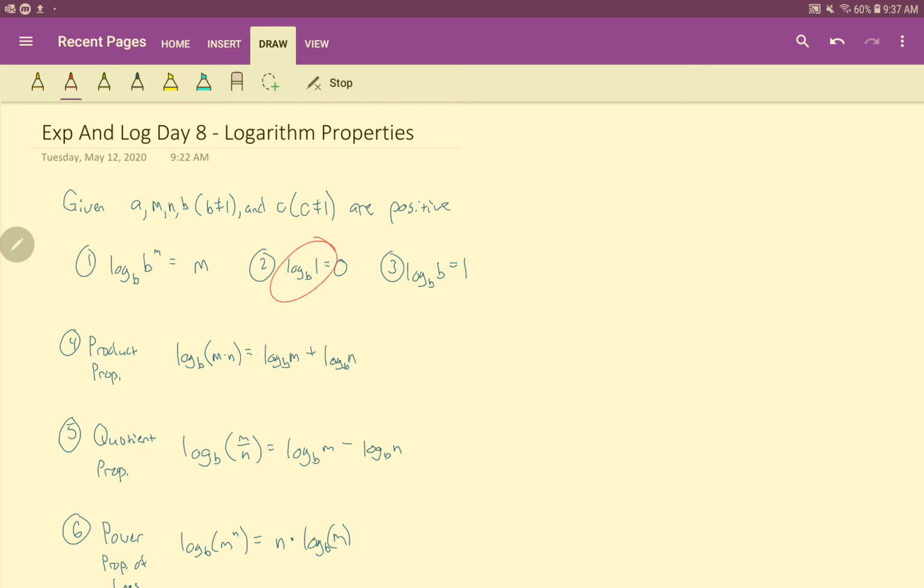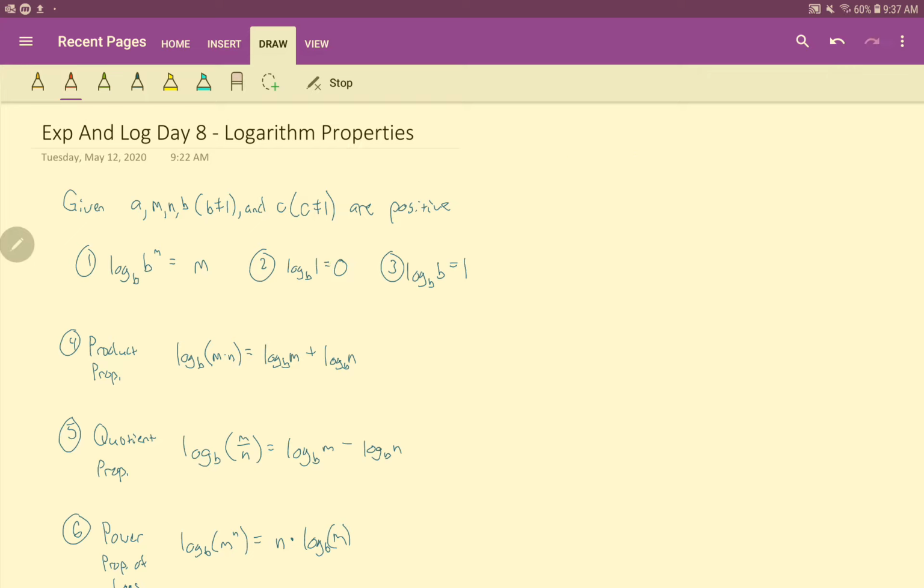Likewise, same kind of situation here. If you take log base B of 1 and set it equal to who knows, rewrite in exponential form: B to what power is going to give us 1? Remember, B is not 1. The only way you can raise a non-zero number to an exponent and get 1 is if the exponent is 0. So that's why this has to equal 0 here. Pretty straightforward.